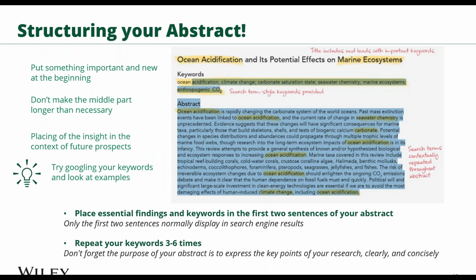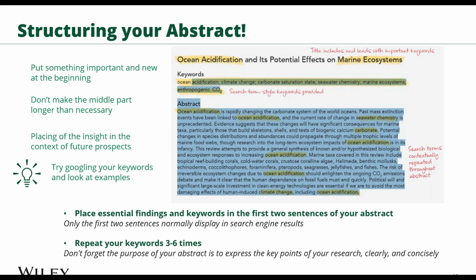So your abstract is the next most important thing when it comes to attracting readers and making sure that people will find your article in search engines. Along with the title, the abstract is the first thing a reader will see, and it might decide whether they continue to read the entire article. You can see here how you might structure your abstract to help with this. You should put something important and new at the beginning, since this is the part that will be displayed in search engines before people click on your article.